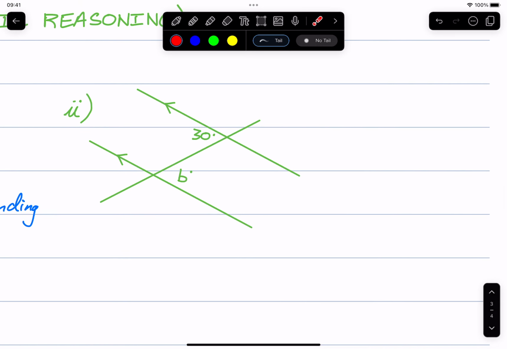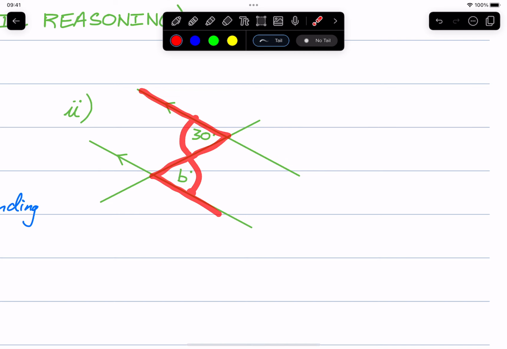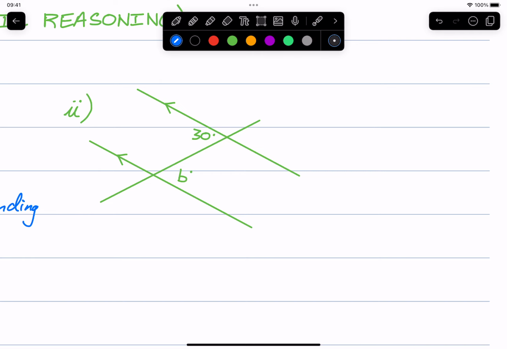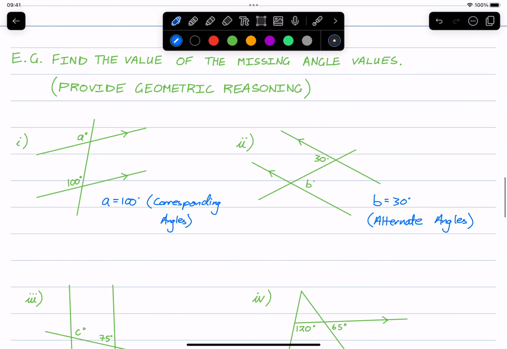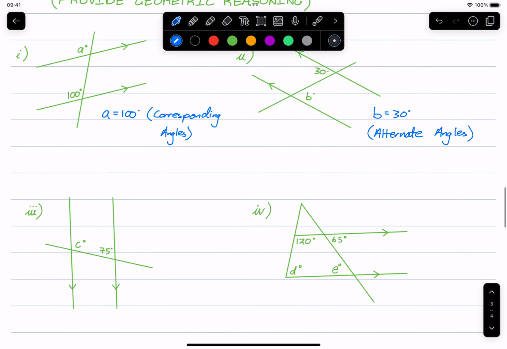Okay, once again, here's another one. Parallel lines, I hope you can see that letter Z happening there. Okay, so that is an alternate angle. So B must equal 30 degrees. This is because they are alternate angles. And once again, I'm going to show you a short way of writing this, well, later. Okay, let's keep going.